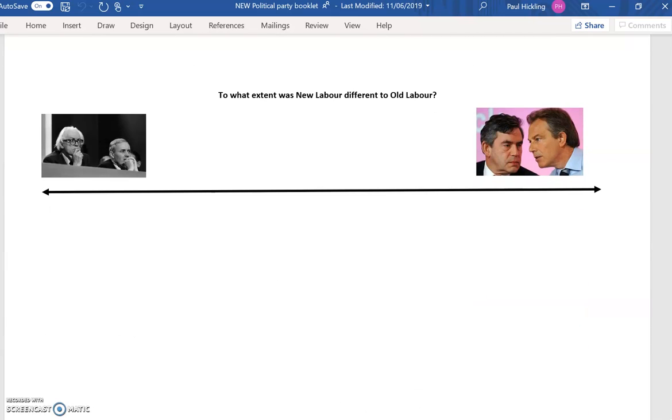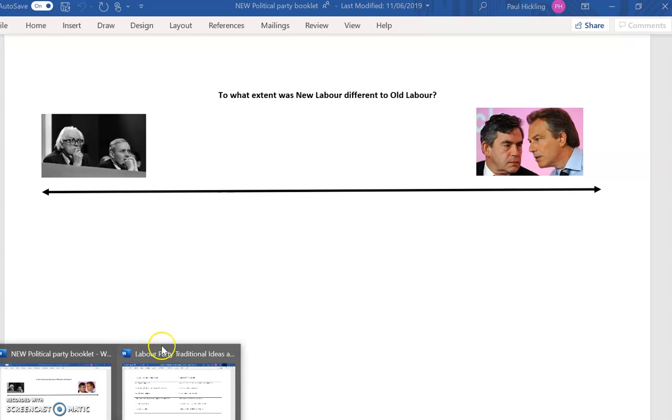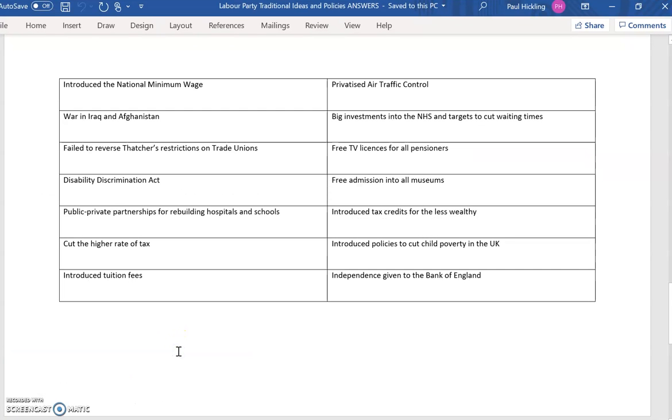Okay, so what I'd like to do from this video is basically this work here, which is to what extent was New Labour different to Old Labour? And what we're going to do, I'm going to send you this sheet. Let me find it. Here we go. These are some of the policies and some of the things which New Labour did when they were in power. So this is something which Blair did in government. So you got introduced the minimum wage, war with Iraq and Afghanistan, failed to reverse Thatcher's restrictions on trade unions, Disability Discrimination Act, cut higher rate of tax, free admission to museums, and so on. All things which Tony Blair did in the 10 years he was Prime Minister. He did more than this, by the way. These are just some of the things I quite quickly found out.